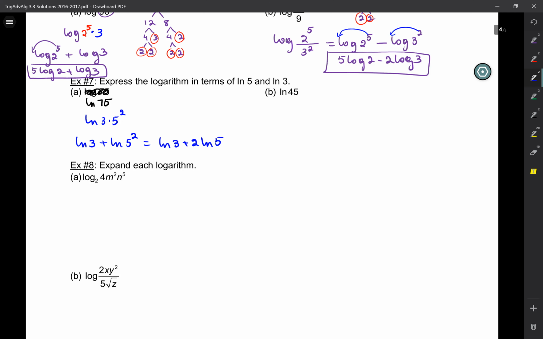You have an answer for me? Okay, what do you have? I have ln 5 plus 2 ln 3. I was pointing to.